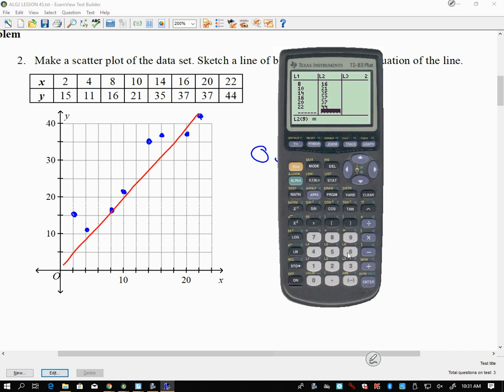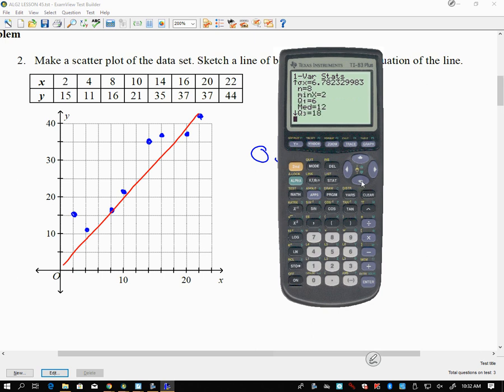Okay, so what I'm going to do now is I'm going to hit stat again. But this time I'm going to hit the right arrow and go over to calc. And what's already highlighted is one variable statistics. So I'm going to go ahead and hit enter. You may have to hit enter several times to get to calculate if you have a newer calculator. And it gives me some information. It tells me the mean of my data and a bunch of stuff here.